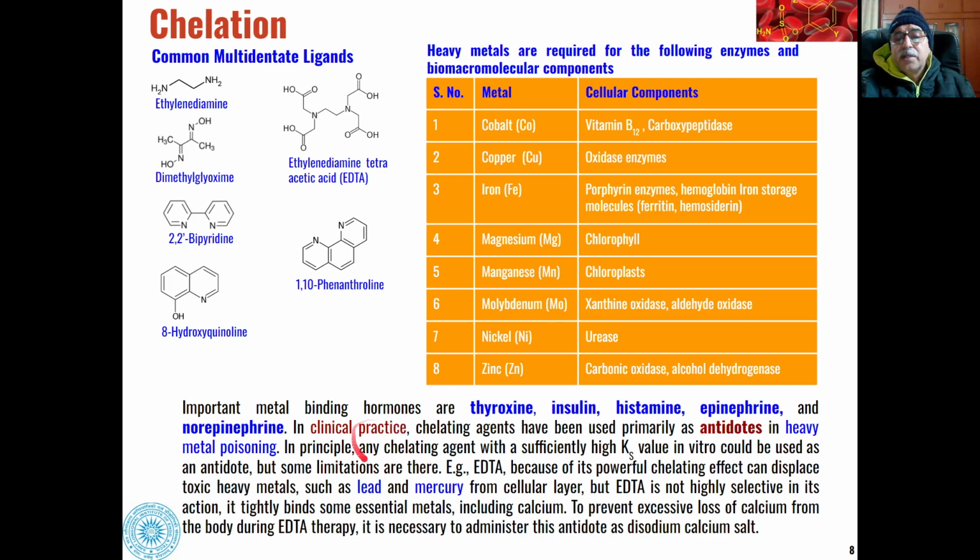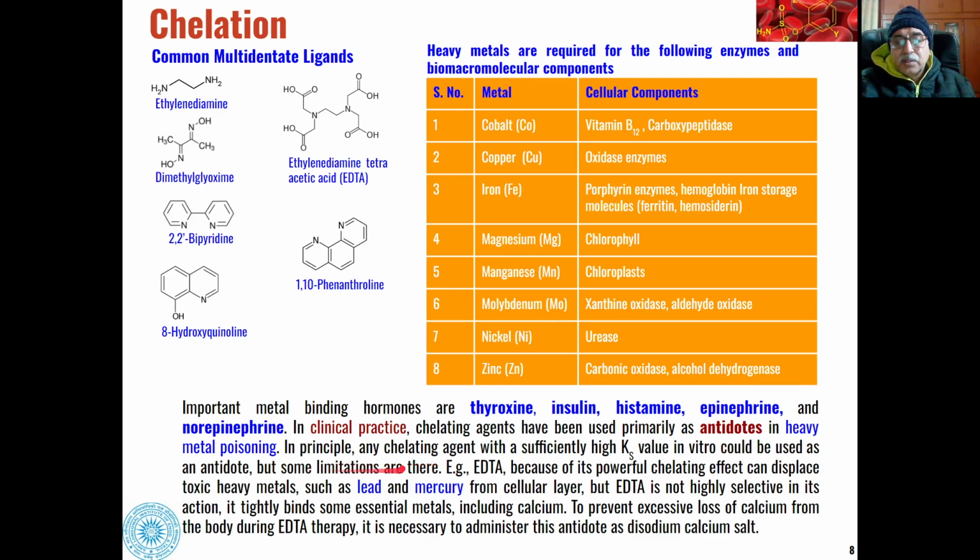And in clinical practice, the chelating agents have been primarily used as antidotes in heavy metal poisoning. Metal poisoning can take place in the body due to different types of metal ions. And when these chelating agents are given as drugs in the body, they will form a complex with those metal ions, and those metals can be removed easily from the body, hence they can be used as antidotes.